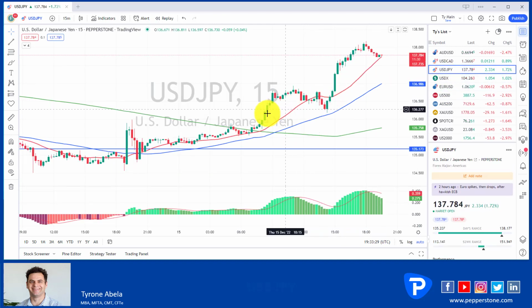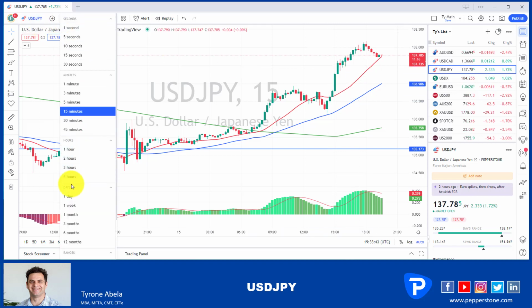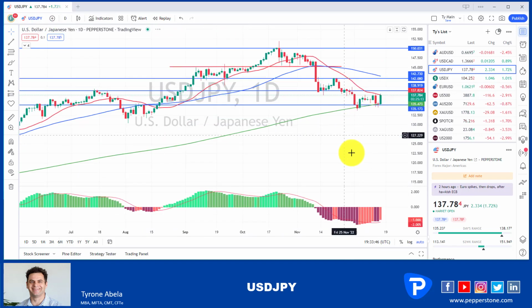US dollar yen is the next one. We'll look at the 15-minute chart first, because that's the one we're probably going to go to when we look for the initial moves up. As you can see, very similar in the way it went up. Higher high, higher low, 20 moving average, and off it goes. We'll look at the bigger time frame and get the overall view.